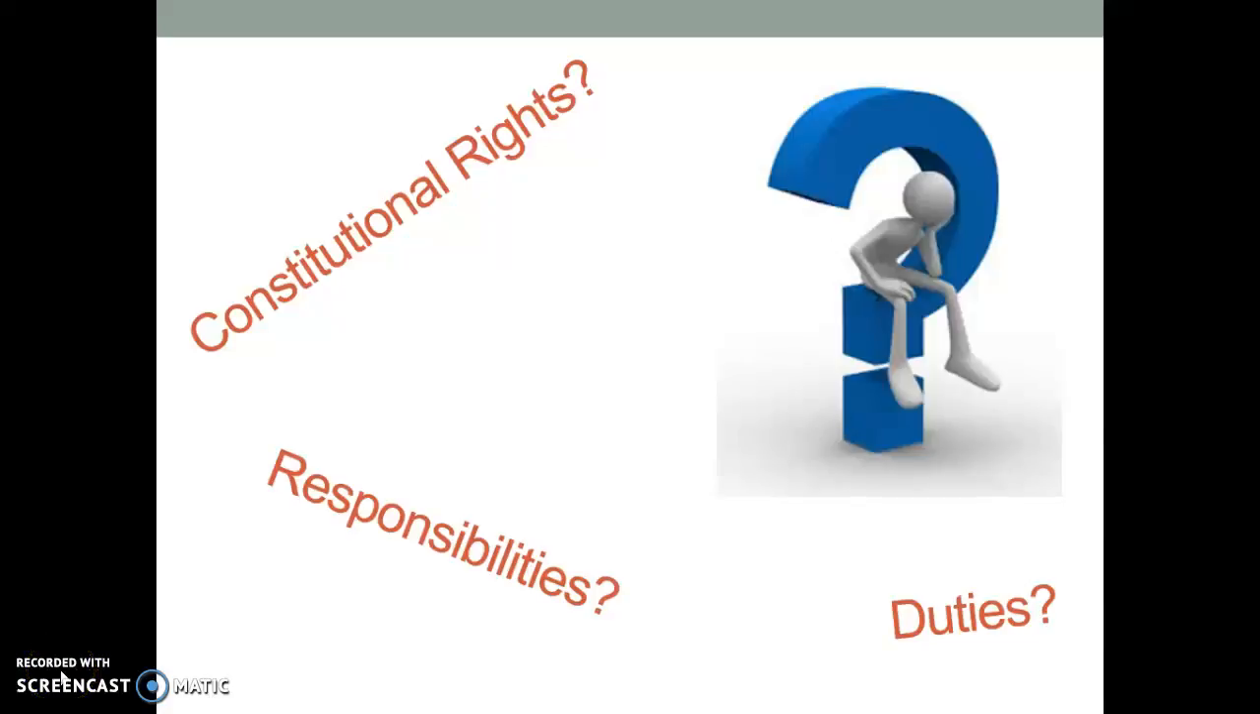All right, guys, so this presentation is going to help you fill out the foldable that you just filled in with questions and blank spaces. So this little presentation is going to talk about some of our most basic constitutional rights as U.S. citizens, our responsibilities, and our duties.